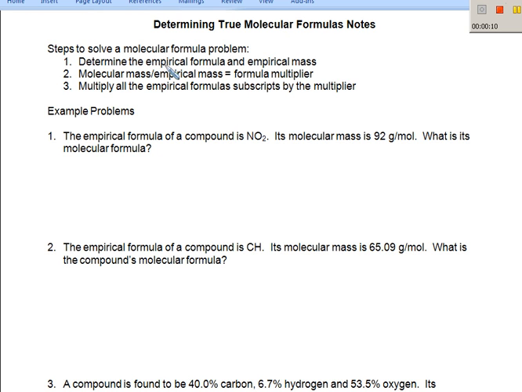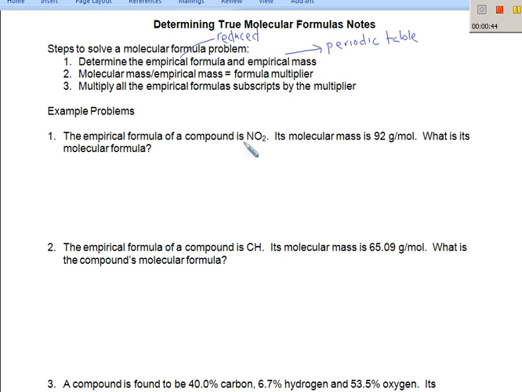First, you have to determine the empirical formula, and remember, empirical means the reduced, so it is the lowest whole number ratio. And then once you figure out the empirical formula, you're going to determine the empirical mass, and you're going to do it just like a molar mass using the periodic table. After that, you're going to take your molecular mass, that's your molar mass, divide it by your empirical mass, and this will be a formula multiplier. So you're going to multiply all the empirical formula subscripts by the multiplier that you figure out up here.